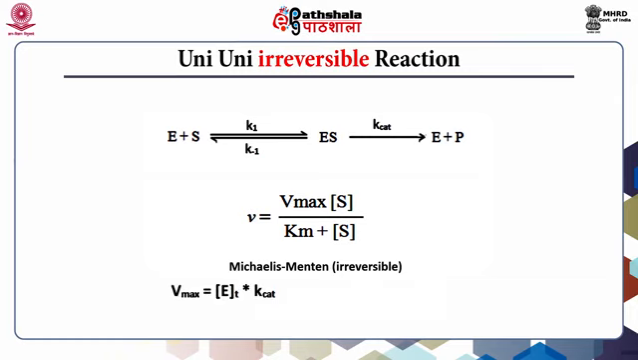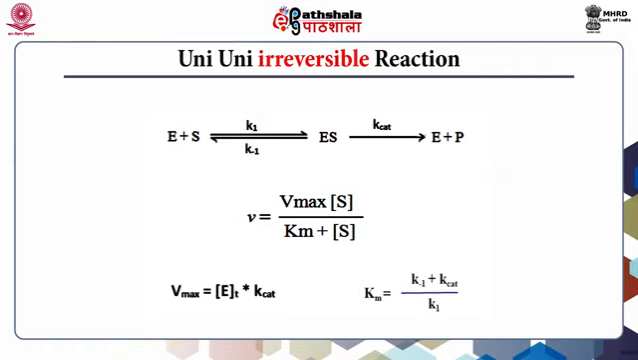Vmax for the overall reaction is given by the product of the total molar concentration of the enzyme ET and the rate constant for the irreversible reaction for the formation of the product, that is Kcat. We will use this model to simulate the time course of the uni-uni irreversible reaction. Km is the Michaelis-Menten constant for the overall reaction and is given by the sum of K minus 1 and Kcat divided by K1, where K minus 1 and Kcat are the rate constants for the degradation of the ES complex, and K1 is the rate constant for the formation of the ES complex.